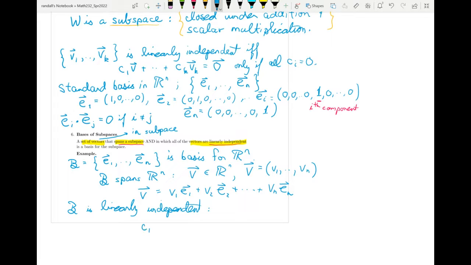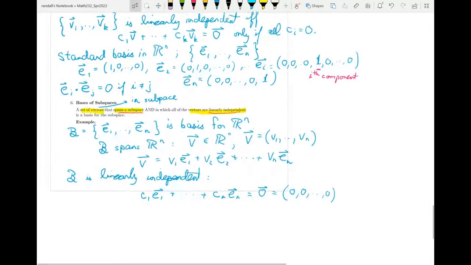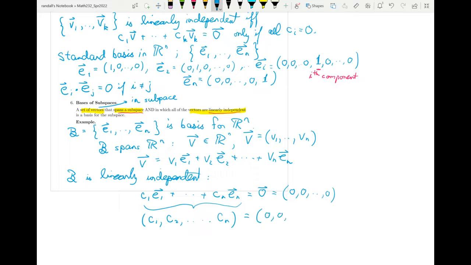Okay, and that's an easy one, because if you had c1 e1 plus all the way to cn en equal the zero vector, remember the zero vector is this vector with n zeros in it, then just look at what this vector is. So c1 times e1 is c1, c2 times e2 gives me the c2 vector. If I just write out the components of this, I get that vector, and this vector is supposed to be 0, 0, 0, all that, and therefore all the c_i's must be 0. Okay, so it's linearly independent.